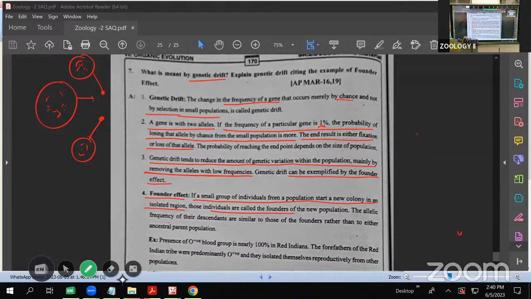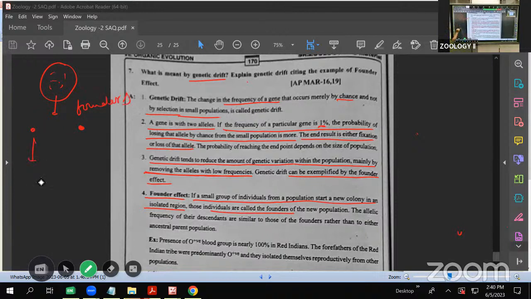Here I will draw. This is the original population. From the population, some organisms come out. They are called founders. From these founders, a new colony is formed. The effect means a small group of individuals from the population starts a new colony in an isolated region, and those individuals are called founders.